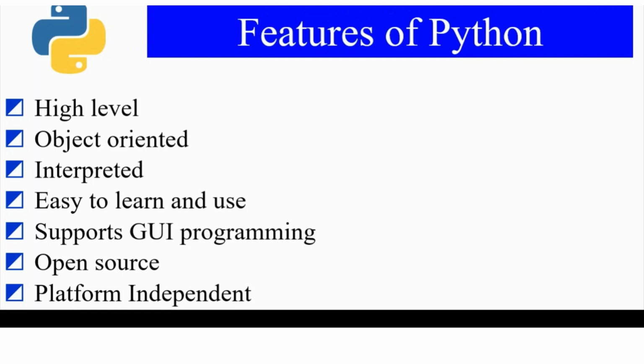It supports GUI programming, meaning you can also use it to develop a graphical user interface, like you can add text buttons or whatever makes a platform easy to use for humans. It is open source, meaning the source code of Python is available freely on the net and it's not under any kind of license. It is platform independent, meaning it can run on Windows, Linux or Mac OS.